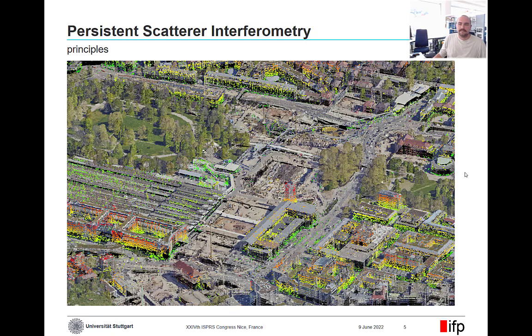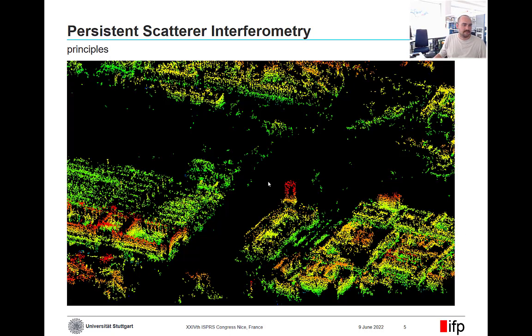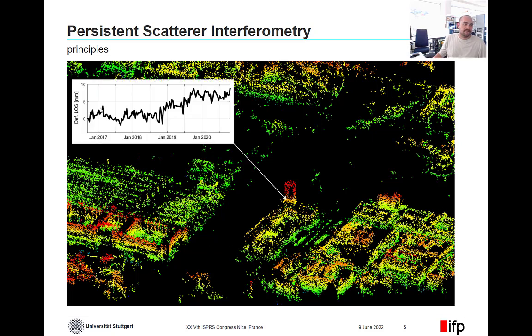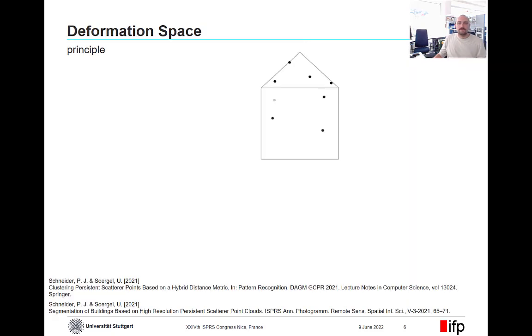Here we see a PSI point cloud overlaid with a 3D city model. And we see that the PSI points occur on buildings but are not present in vegetated areas or areas that undergo rapid changes, like this construction site here or this park. The interesting thing about this method is that we receive a time series for each point that gives us the deformation history with millimeter accuracy.